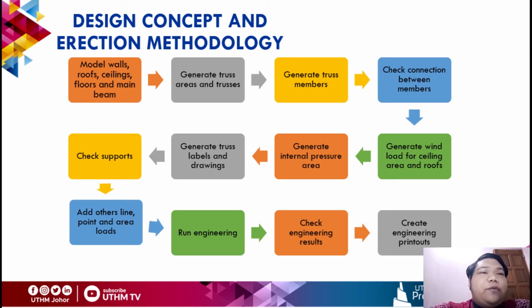After that we generate wind load for the ceiling area and roof. Next we generate the internal pressure area. Then we generate truss label and drawing. And then we check the support, add other line points and area load. Finally we run the engineering. After that we check the engineering result and create engineering printouts.